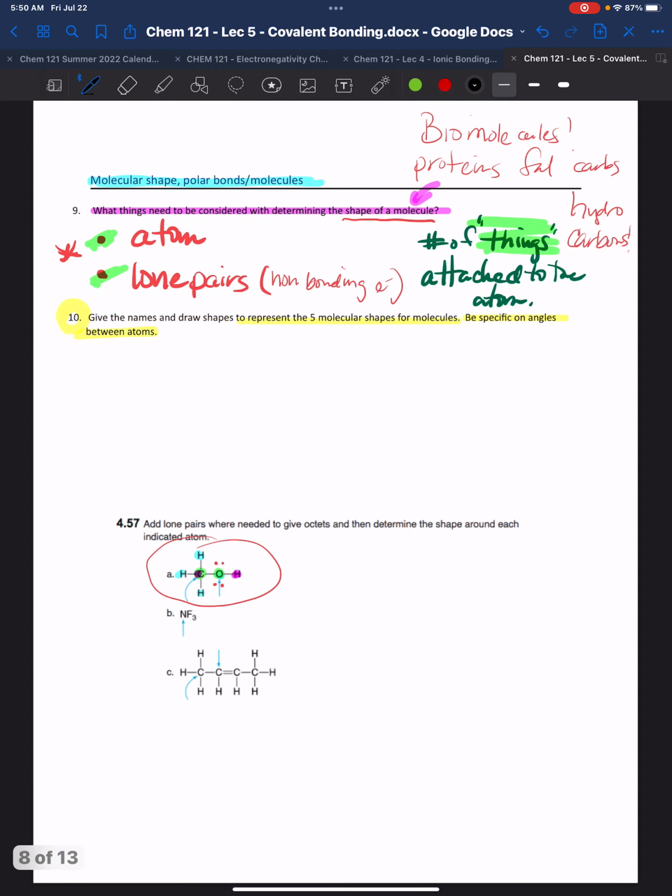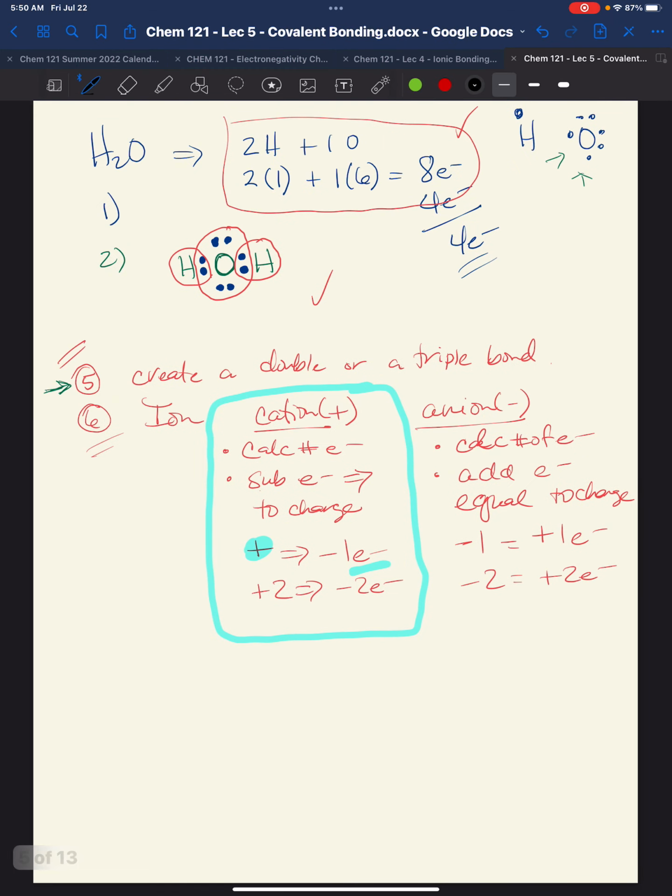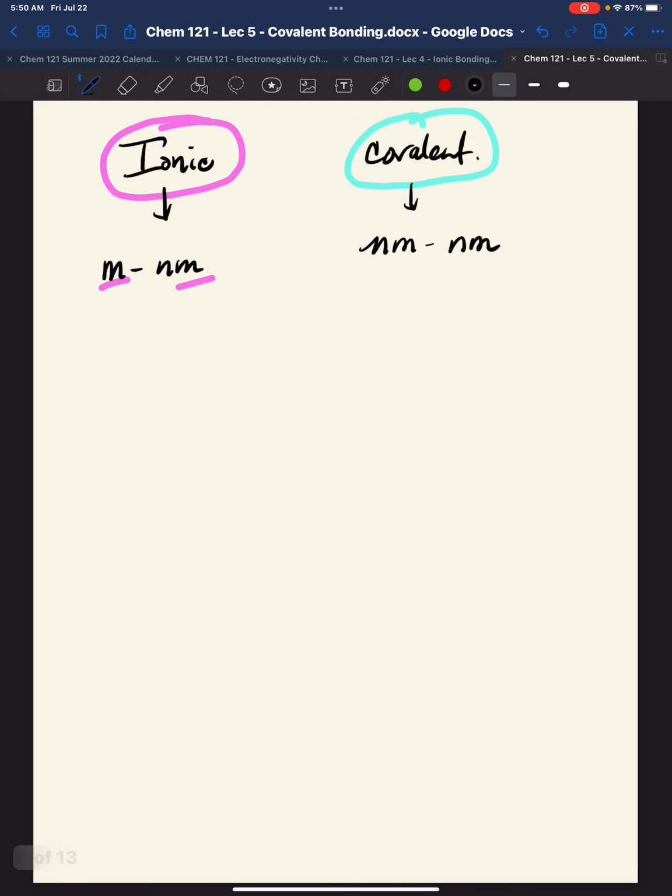And we had a little sheet that we were talking about ionic bonds on, and I'm going to go back to it really quick. I know you guys hate when I scroll like that.